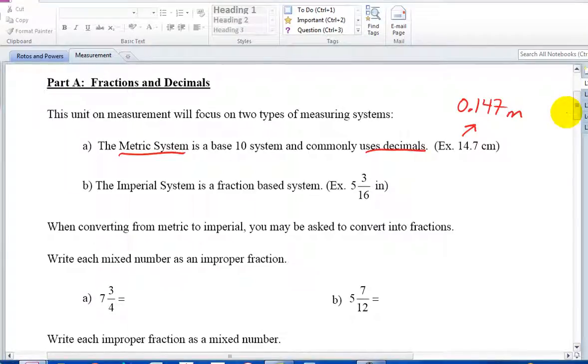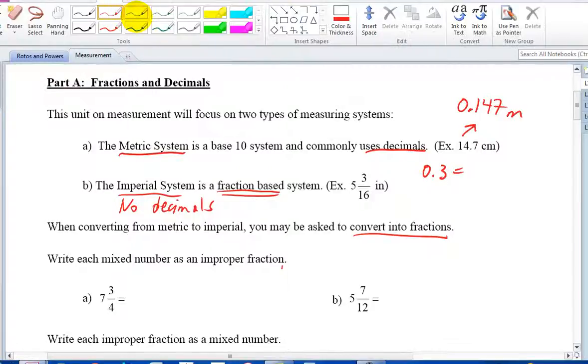Okay. The imperial system is fraction based, so there's going to be no decimals. None. When converting from metric to imperial, you must convert into fractions. So 0.3, what does that equal as a fraction? Well, what's the place value of the decimal? That place value is the tenths, and so it would be 3/10.